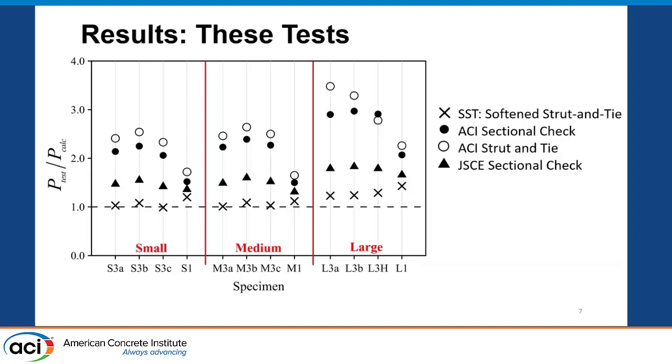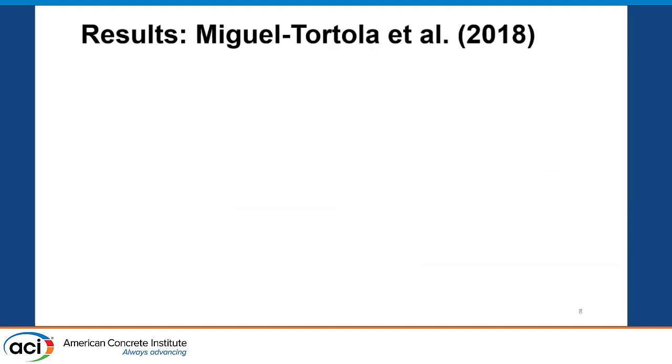The softened strut and tie model fared quite well here. As you can see, it consistently was conservative or very, very accurate. So, lowest ratio about 1.0, highest ratio about 1.5. So quite a bit more accurate here. But that wasn't enough. We wanted to know how it did for other ranges of parameters.